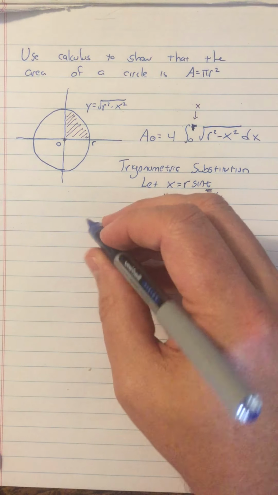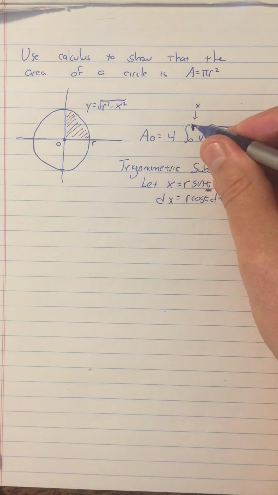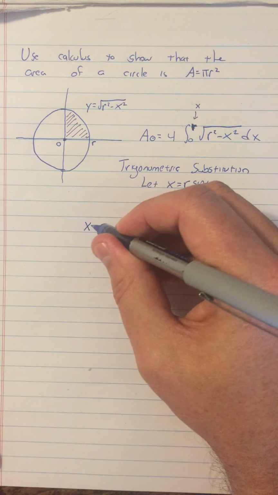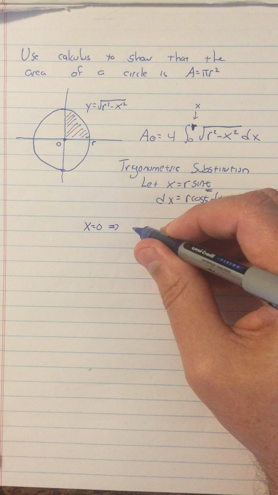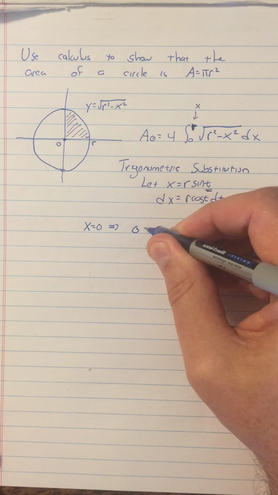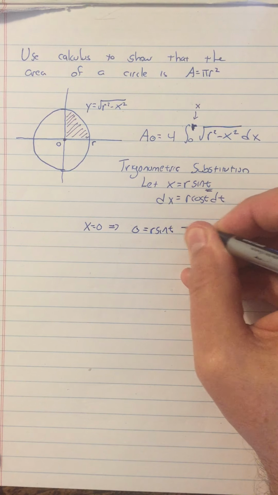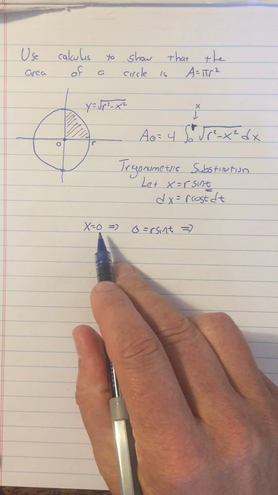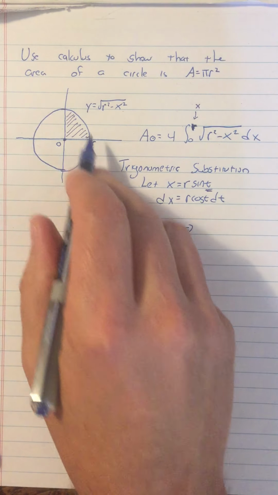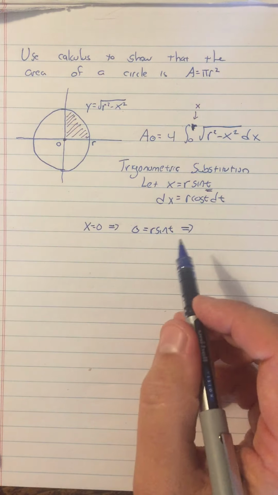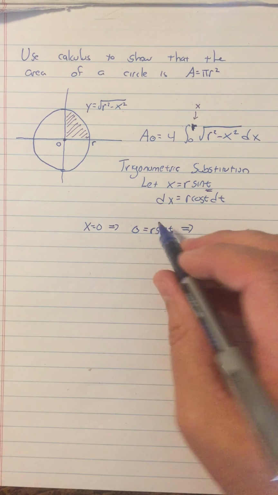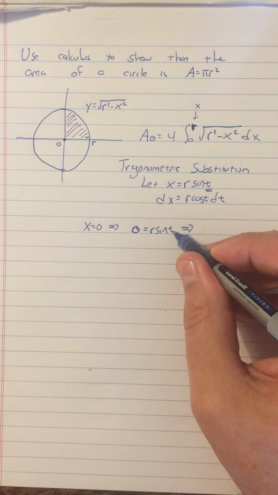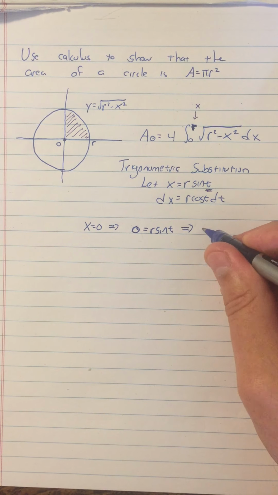So what we're going to do is look at what happens when x equals 0, what happens when x equals r. So when x equals 0, then your x equals r sine t becomes 0 equals r sine t. And it's not too hard to figure out from that if we want x to be 0, and our t is going to be between 0 and 2 pi because it's on this circle, that means that t has to be 0 because sine of 0 is 0.